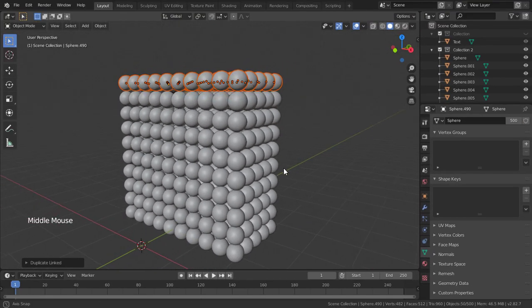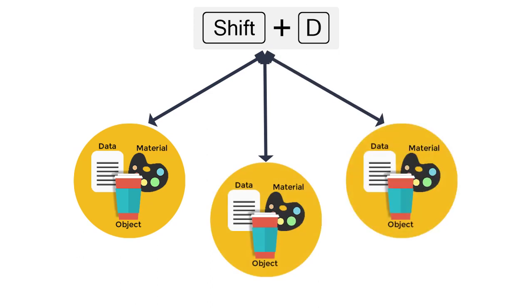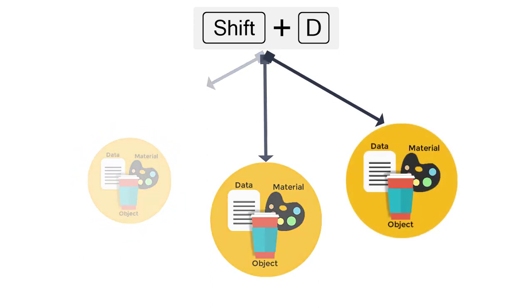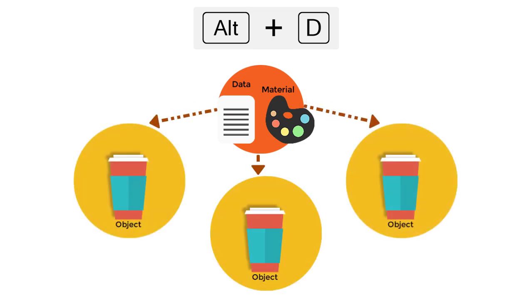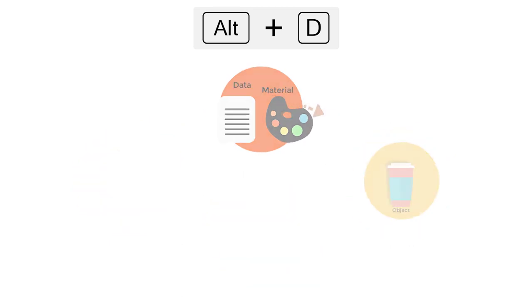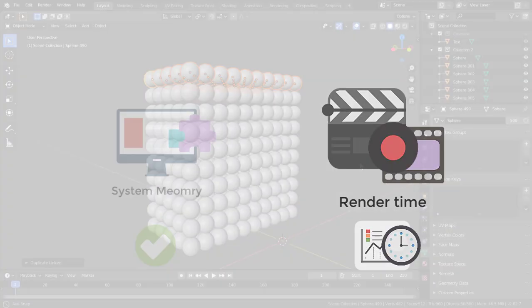We can also do the duplication process using Shift and D keys. This method will create separate object data and materials for the duplicated objects. But in this session, we used Alt and D keys to do duplication. This method will create linked object data and materials for the duplicated objects. And this method will save your system memory and decrease the render time also.